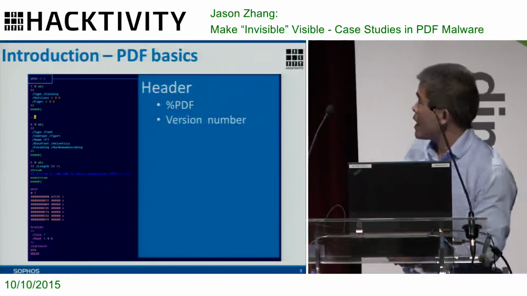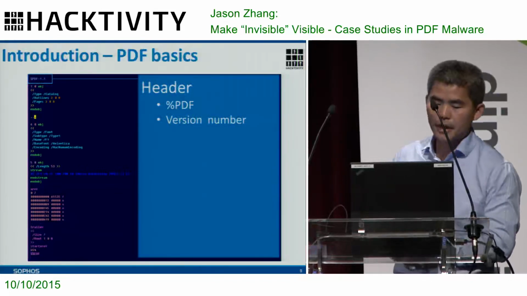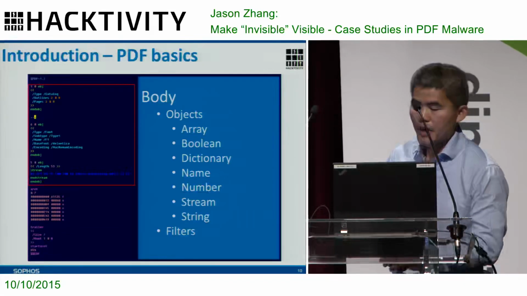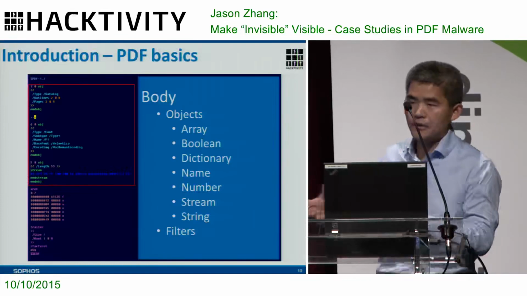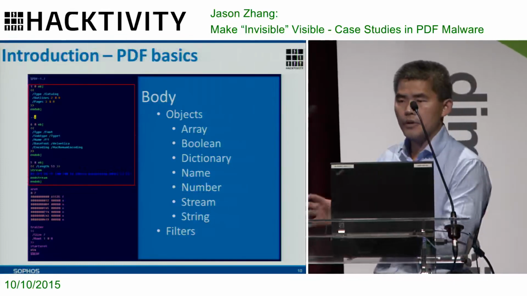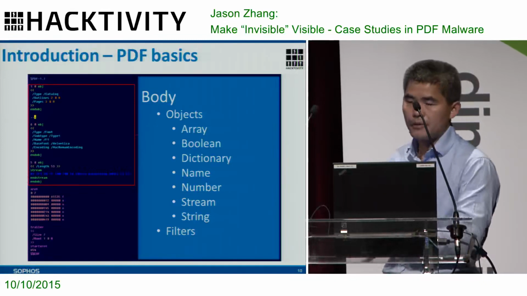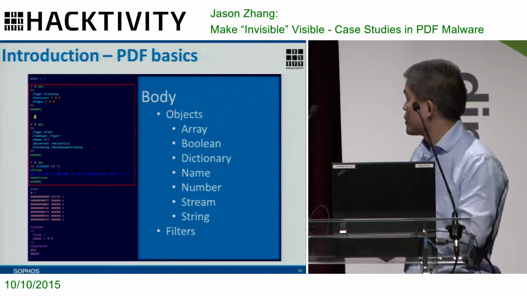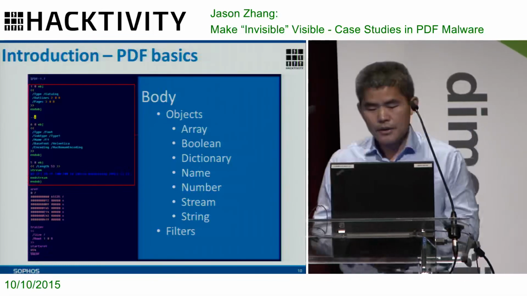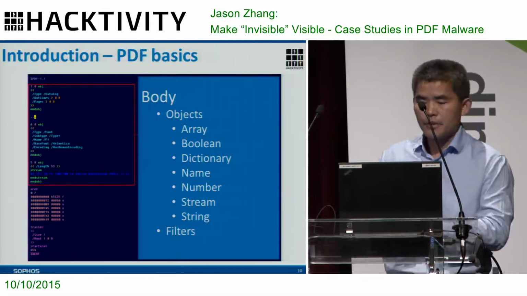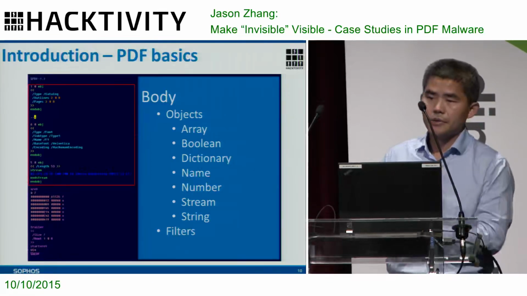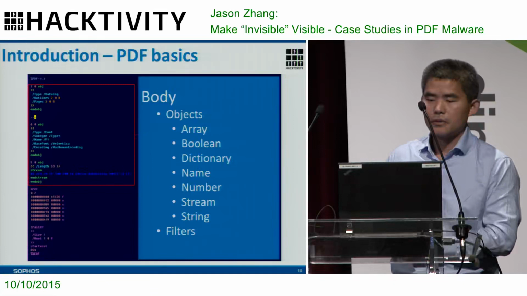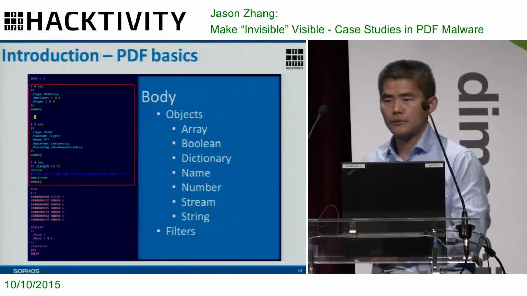You can see that the header is quite simple. It only has a PDF mark, %PDF, and then the version number. And then this is the main part, the body section, which is a collection of different objects stored in arbitrary order. The objects can be many types, like array, dictionary, name, number, string. And people like to use different filters to compress or encode the data to make it less readable. This is especially common in PDF malware.